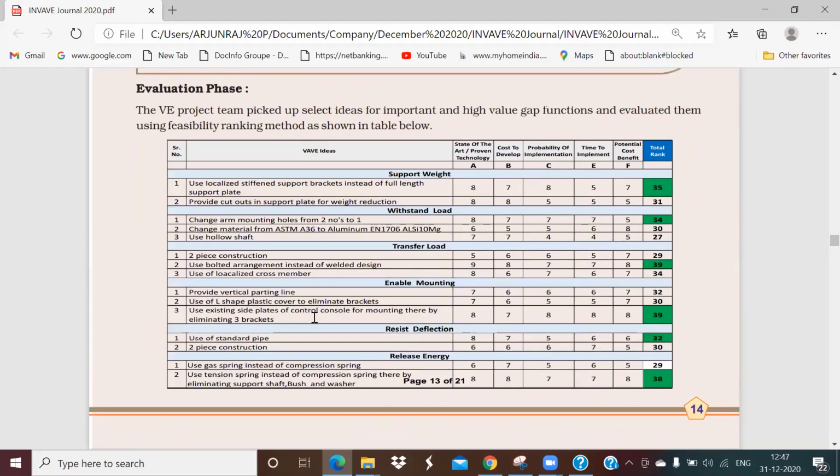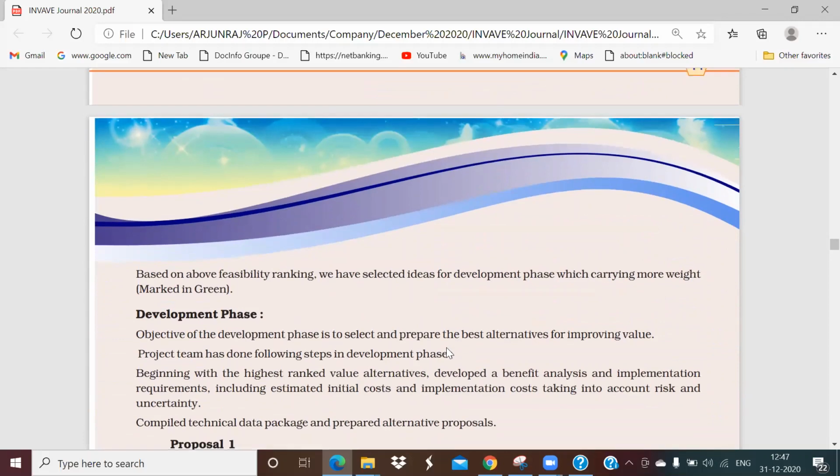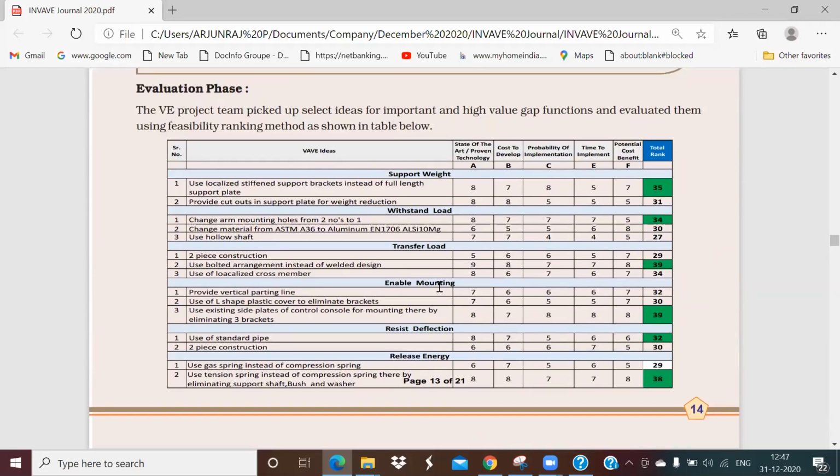And again, they are going for the evaluation phase, where they finalize the ideas, not create ideas. So here the ideas have the highest rank. They use the less weight bracket, and they are going to change the arm mounting. They are going to reduce the number of holes, and they also go for a bolted arrangement instead of a welded design. They are going to use the existing side plate of control for mounting, eliminating the bracket. They are going to use the tension spring instead of a compression spring.